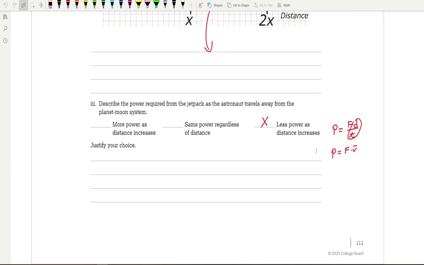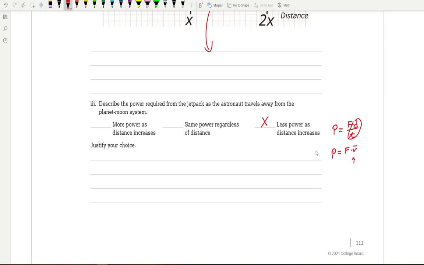Okay, so you could use any one of those justifications. You could also explain it in terms of the velocity, and you could say, hey, you're going at a constant velocity, so as the force goes down, the power also has to go down. This is a great way to get that direct relationship between the two, and you don't have to worry about extra variables getting involved.